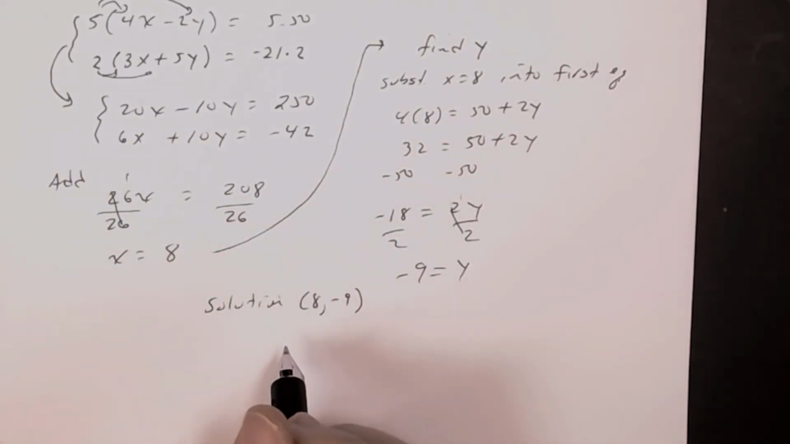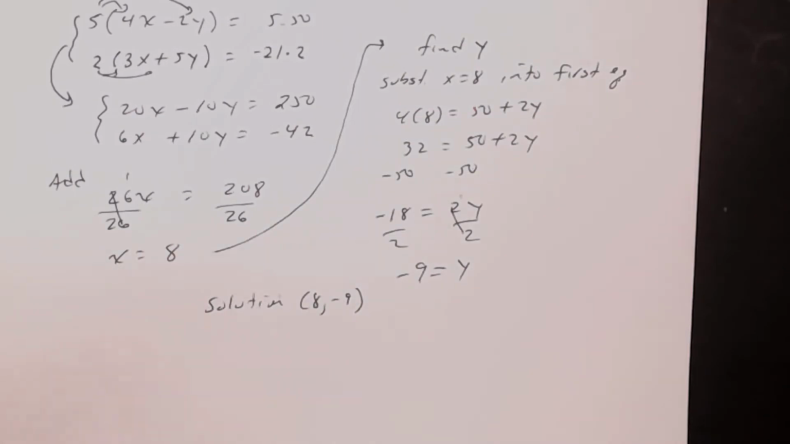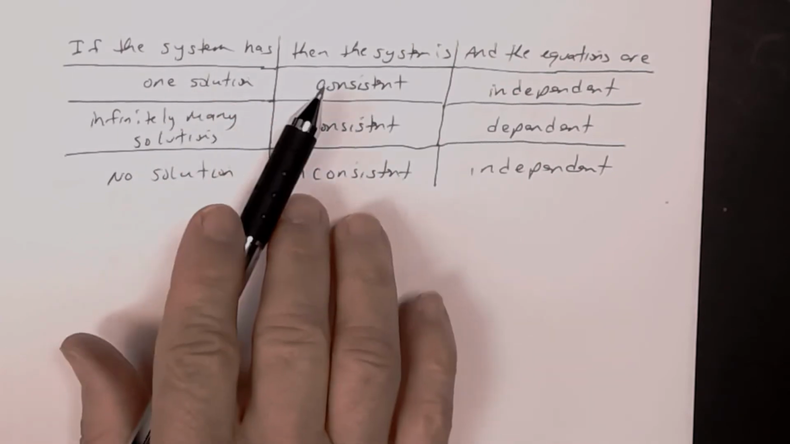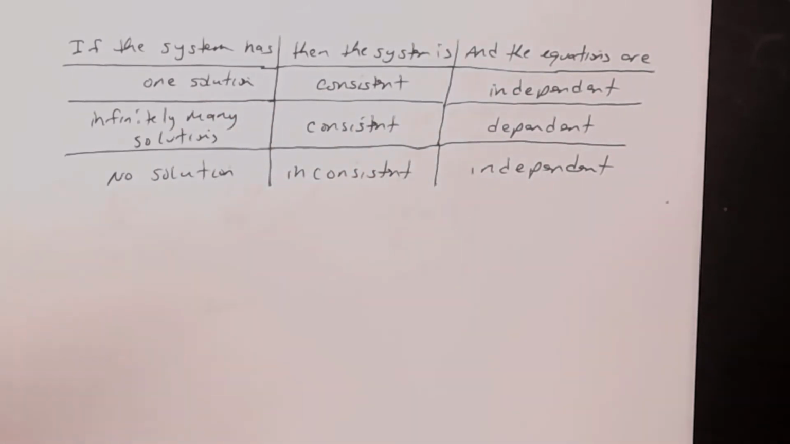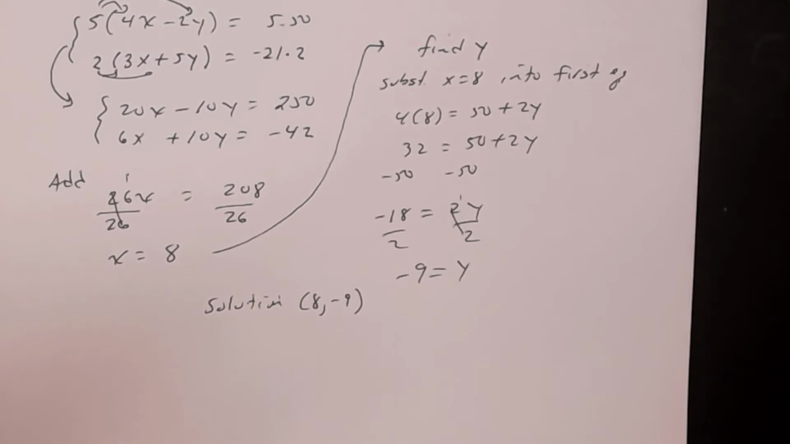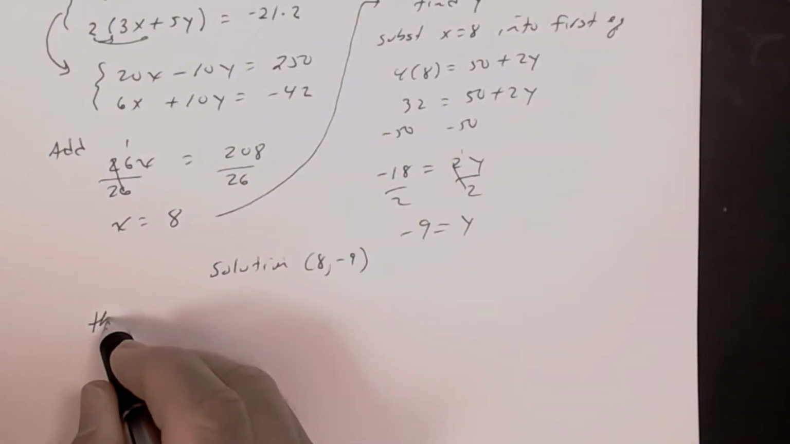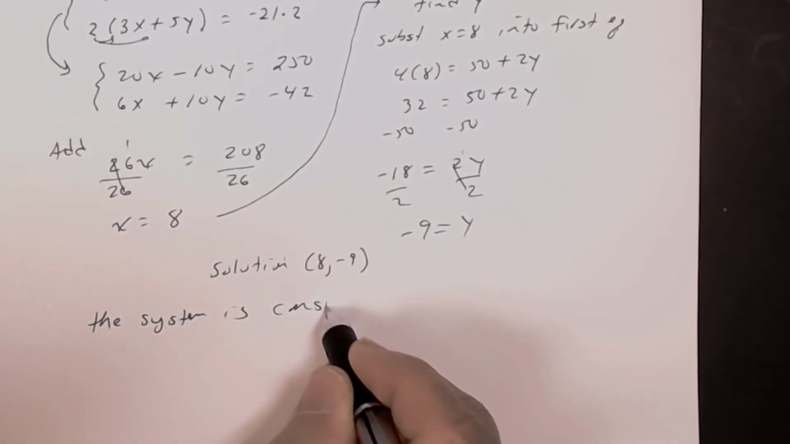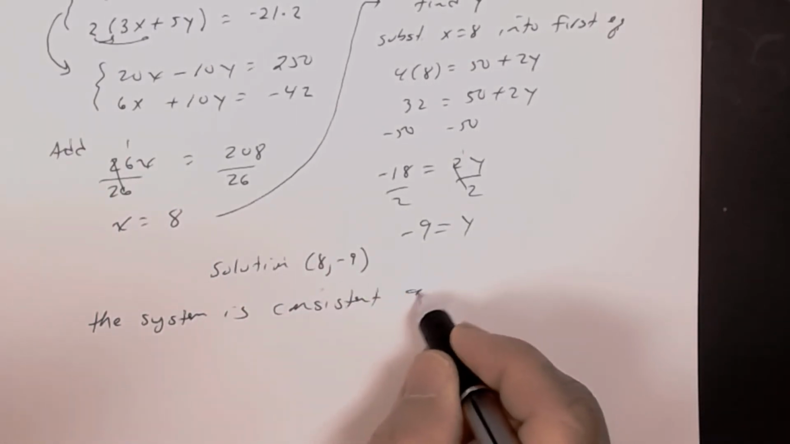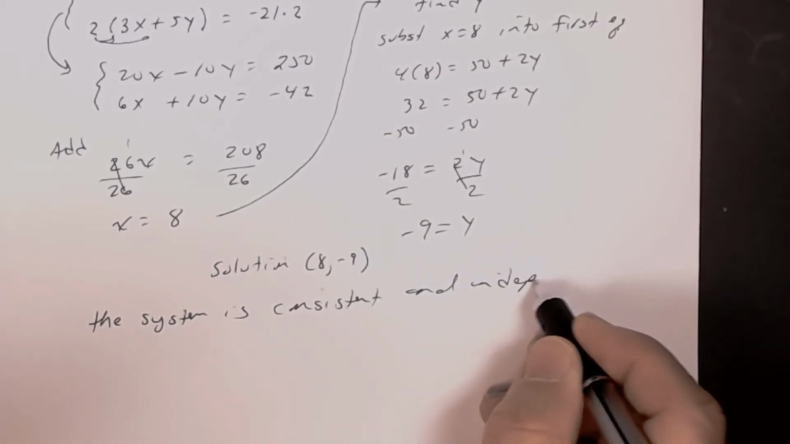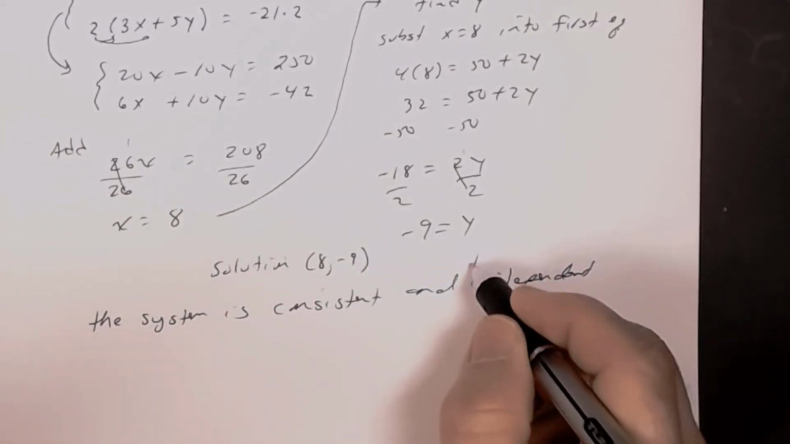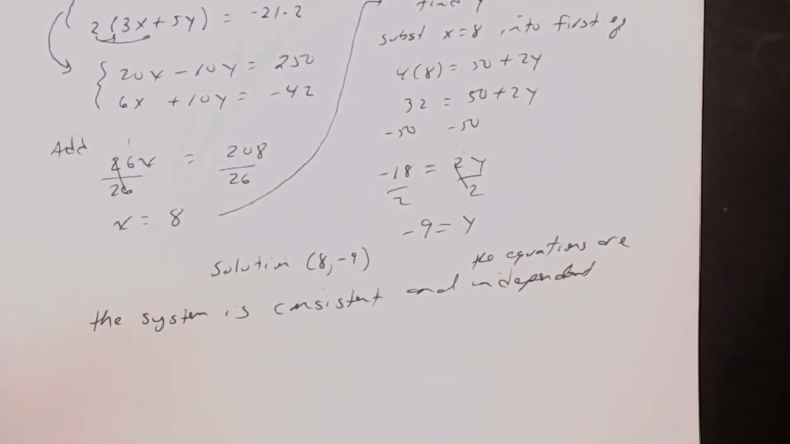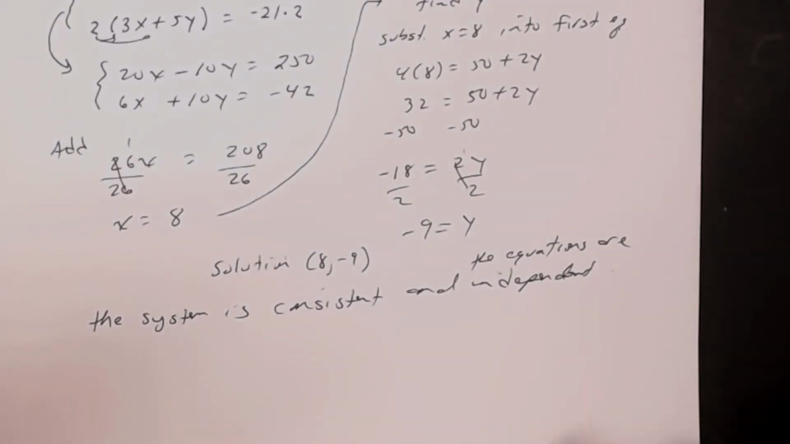Okay, now since I have a solution, remember, if the system has one solution, then the system is consistent and the equations are independent. So the system is consistent and independent. And the equations are independent. Okay? All right, so that was number 2. Let's look at number 3.